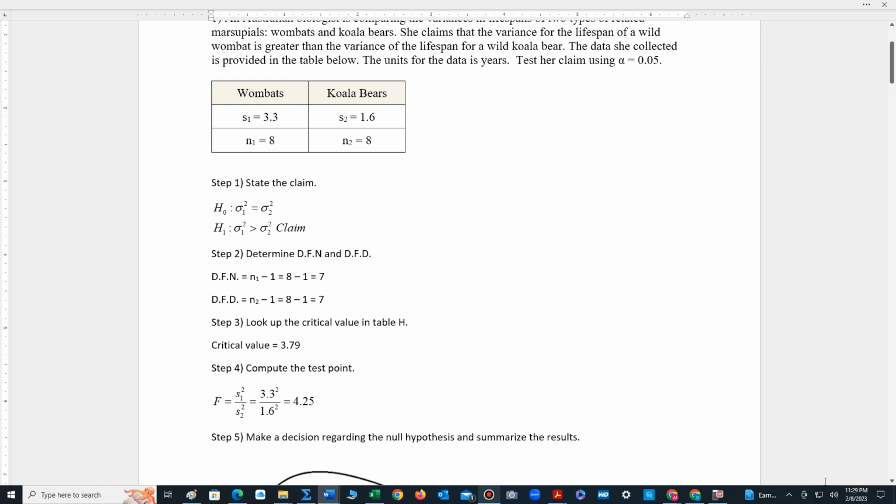We state the claim. So the claim is that since standard deviation 1 is larger than standard deviation 2, we assign subscript 1 to the data involving the wombats. So the claim is that variance for the lifespans of the wombats is greater than the variance for the lifespan of the koala bears. That's our claim. That's H sub 1. H naught is that the two variances are equal.